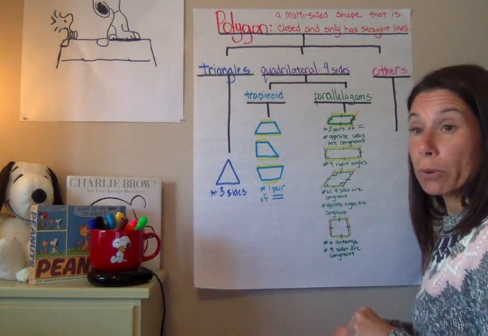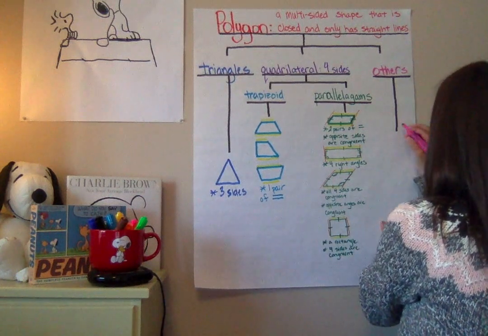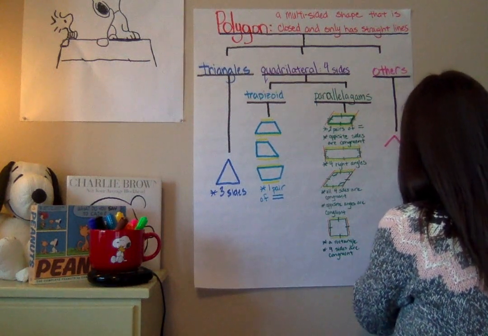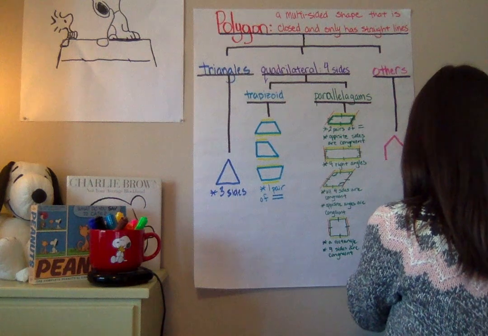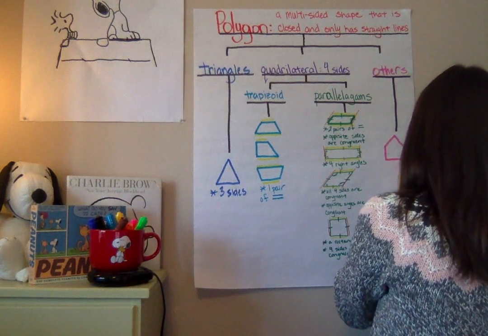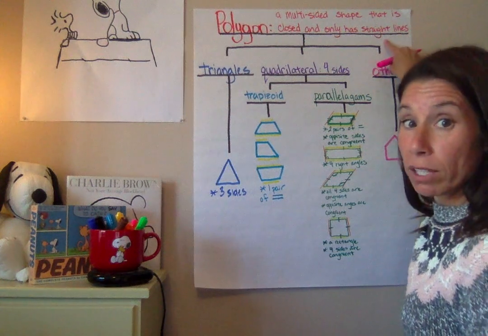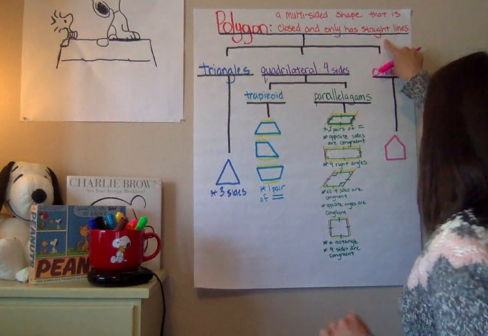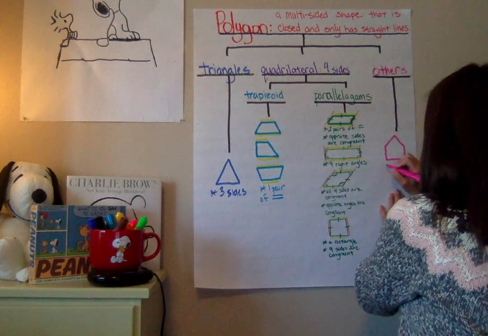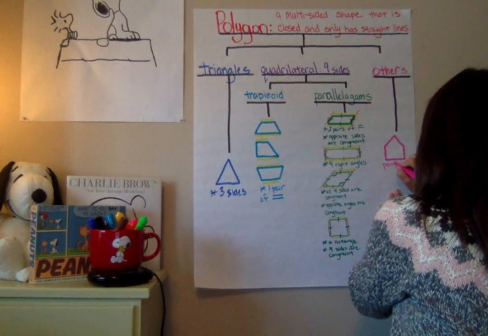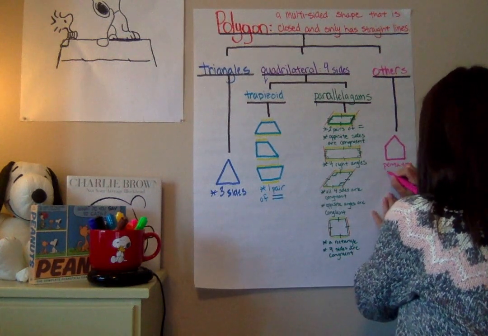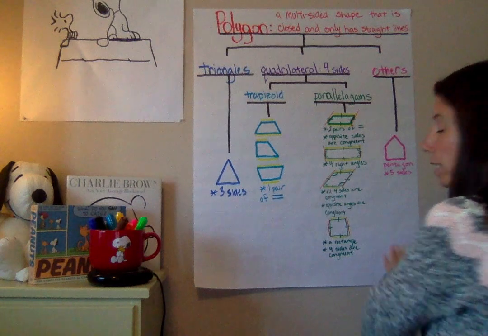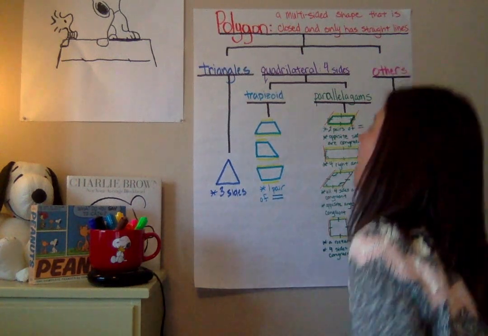The three that we need to know, the first one is a pentagon, and that one has 5 sides. 2, 3, 4, 5. Okay, so we know that this is a polygon, meaning that it is a multi-sided shape that is closed and only has straight lines. But this one is a pentagon, and a pentagon has 5 sides, okay? 5 sides. Now let's go to a hexagon.